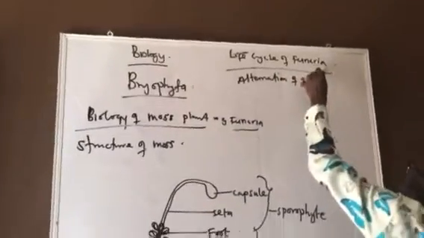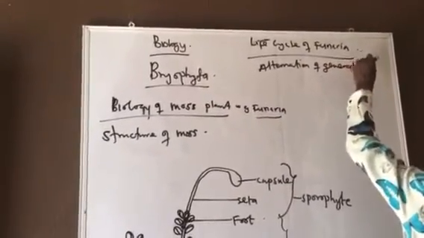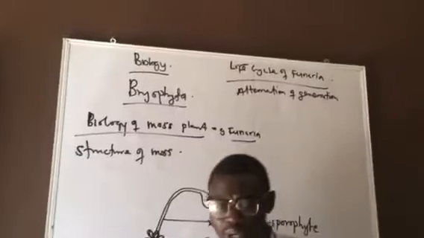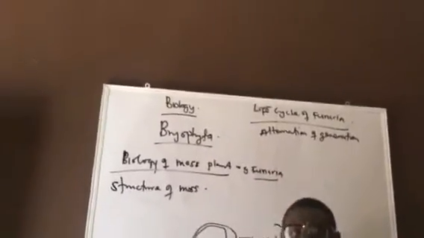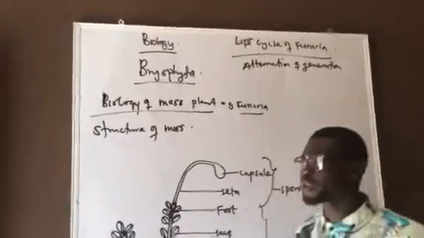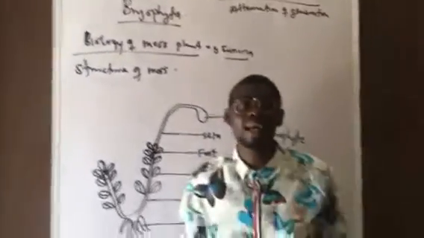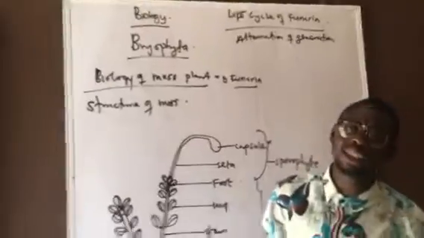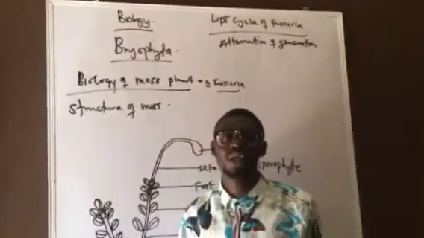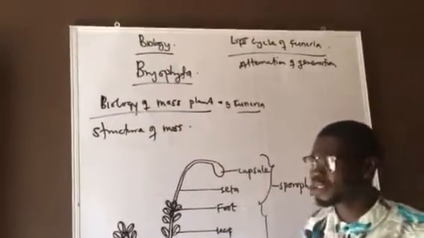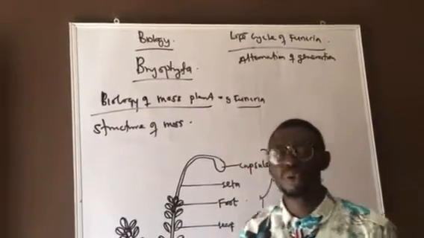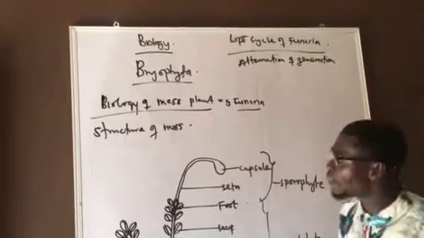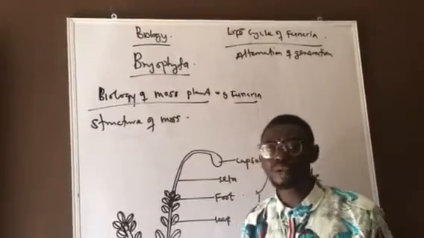When we talk about alternation of generation, we say that it is the existence of plants in two distinct generations. Moss is a typical example of plants that carry out alternation of generation. Moss consists of both sporophyte and gametophyte generations, but the dominant generation is the gametophyte generation. In moss, the gametophyte is elaborate. The gametophyte produces gametes and reproduces sexually, so it produces the sex organs.